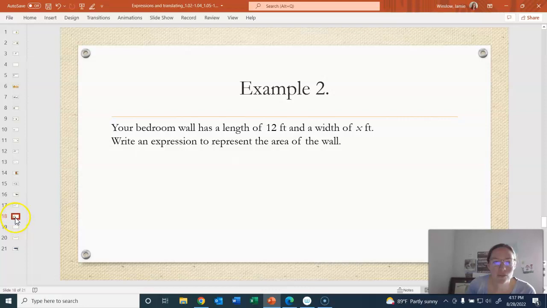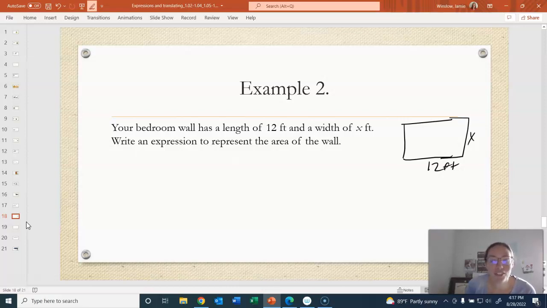Okay. Your bedroom wall has a length of 12 feet. I always have to draw pictures. Y'all, I'm so visual. And I don't even mind that I'm not that great of an artist. You shouldn't either if you aren't. It's 12 feet long and x feet wide. Write an expression to represent the area of the wall.